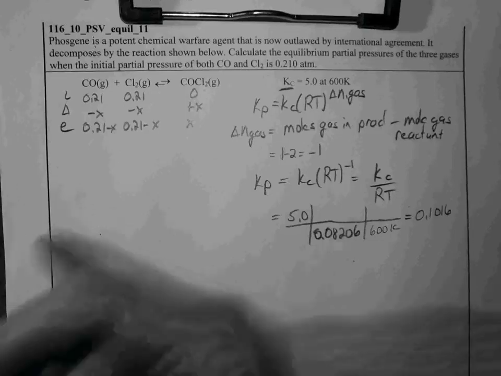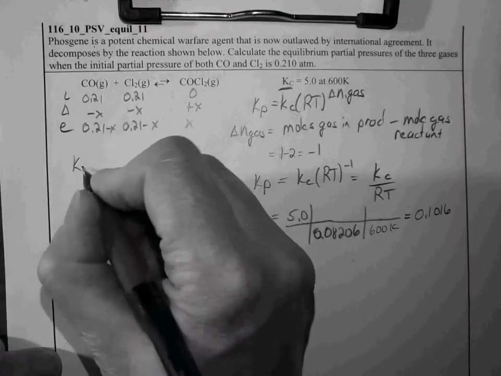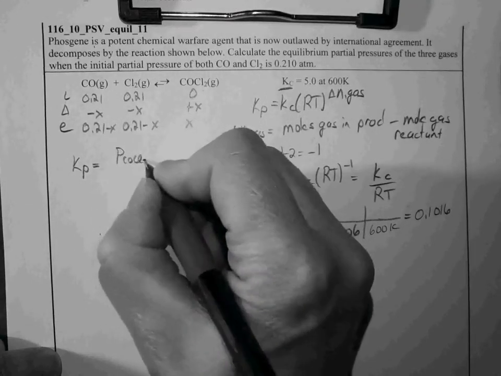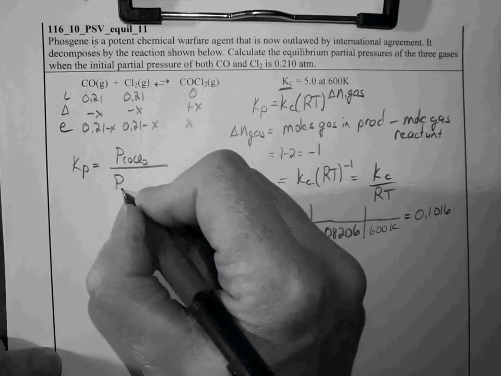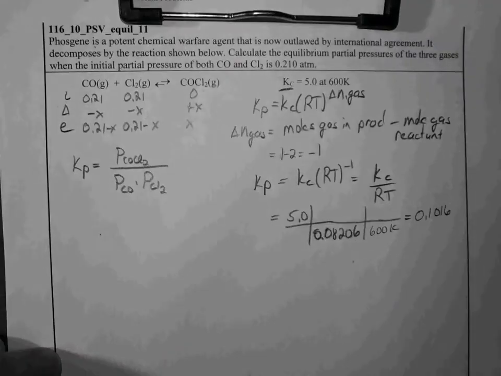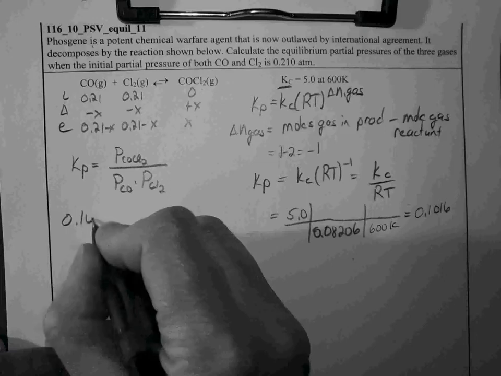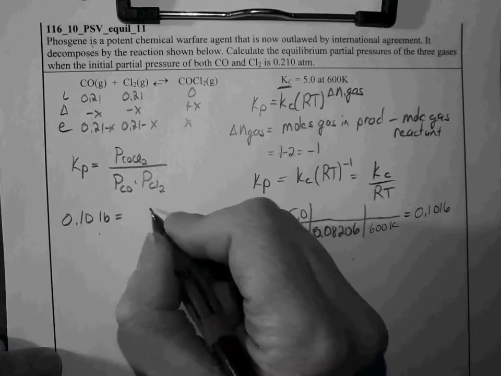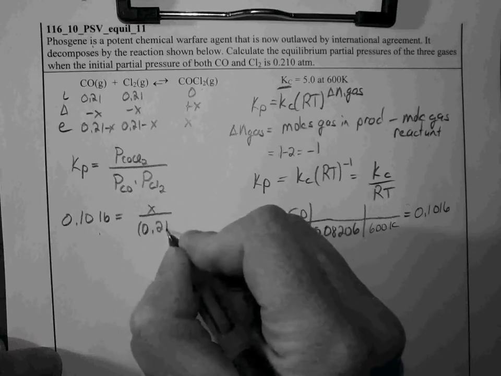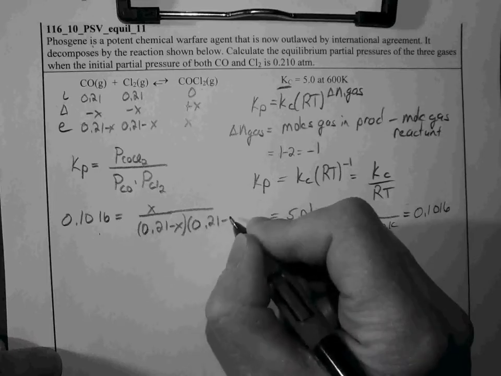So now we can substitute into our equilibrium equation. So K sub P is going to be the pressure of the phosgene divided by the pressure of carbon monoxide and Cl2. We can sub in our values: 0.21 minus x times 0.21 minus x.